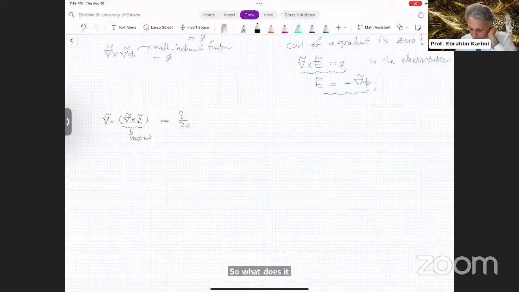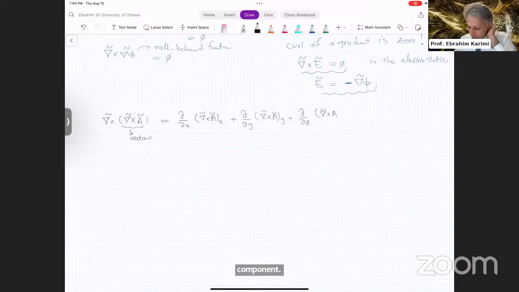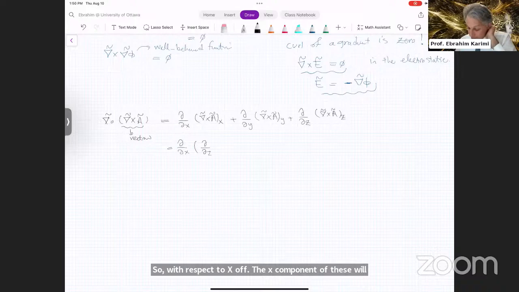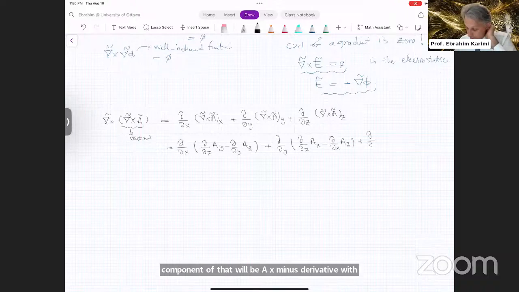So you will get the derivative with respect to x of the x component of curl of A, plus the derivative with respect to y of the y component of curl of A, plus the derivative with respect to z of the z component of curl of A. So the derivative with respect to x of the x component will be derivative with respect to z of Ay minus derivative with respect to y of Az, plus derivative with respect to y of the y component of that will be z Ax minus derivative with respect to x of Az, plus derivative with respect to z of the z component, derivative with respect to x of Ay minus derivative with respect to y of Ax.